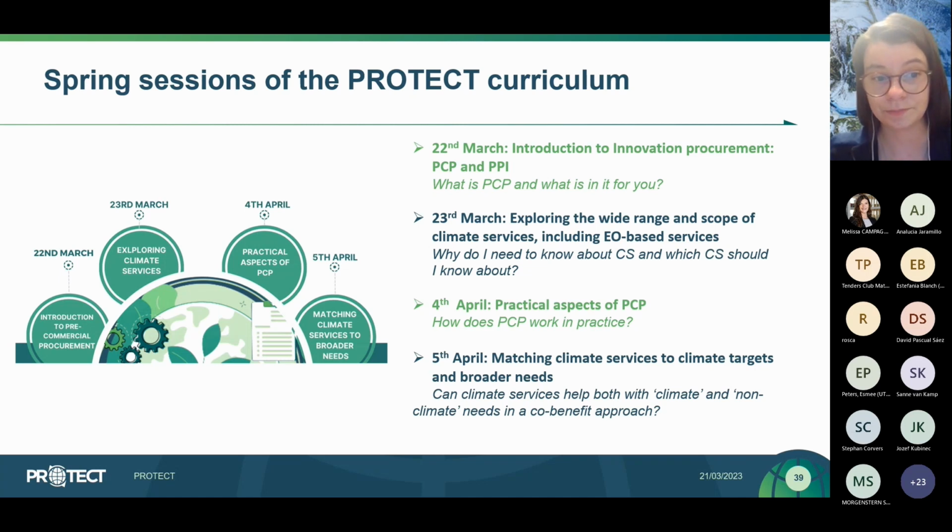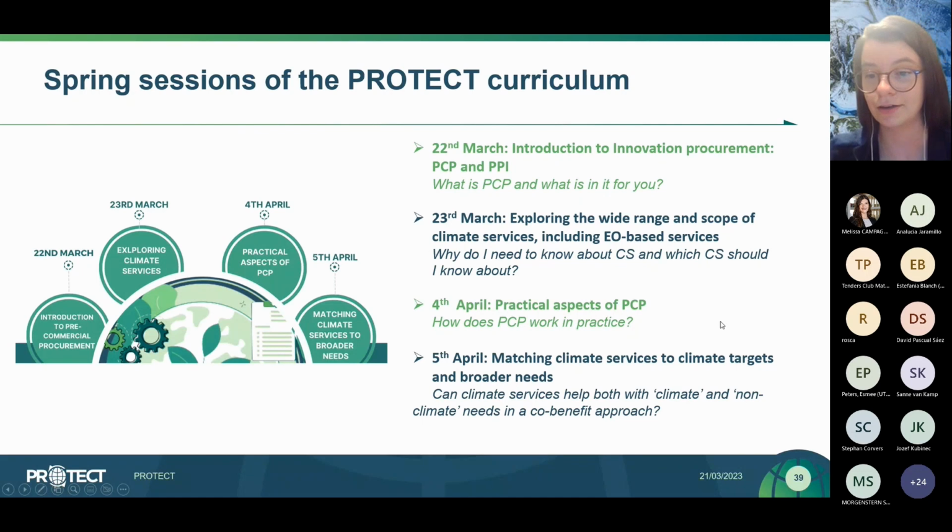The other part of the webinars, the 2 webinars happening on the 23rd, so this Thursday, and in 2 weeks, will have more to do with the climate services side of things. We will be exploring together the range and scope of climate services, and we will let you know a little bit what Earth observation means in the context of climate services and how Earth observation data can help us define the climate needs, the nexuses of climate needs, and tackle them.